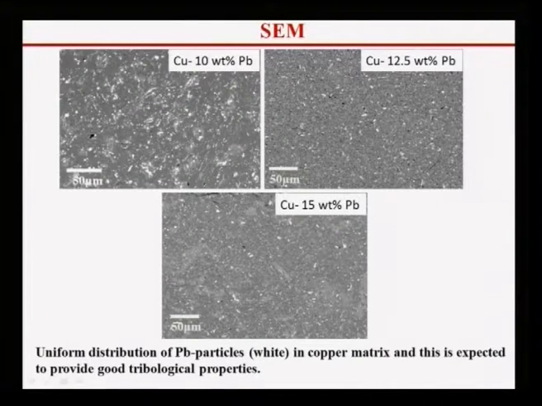In fact, this is a part of our own research activities. One of my own students has done this work, and we have used a facile sintering technique called spark plasma sintering to produce this kind of microstructures. As you see here, this is copper 10% lead, copper 12% lead, and copper 15% lead. One can go on increasing, but then what will happen is after a certain point the lead will agglomerate and the distribution will not be proper. What you see here is that lead is uniformly distributed in the microstructure.